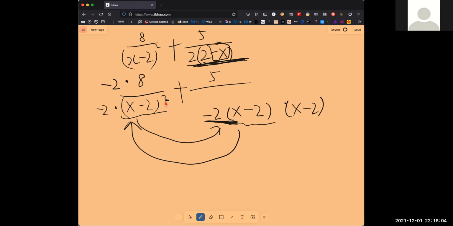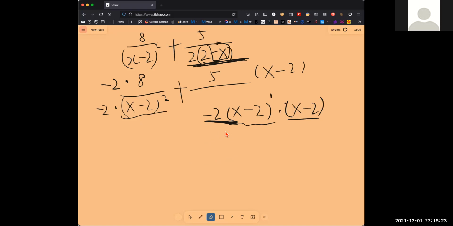Because over here is square, over here is 1. So you need to times itself one more time. But you need to times both numerator and denominator. All right. So far so good. Then you can combine them. Now you can combine them already because you have gotten them into the same denominator.